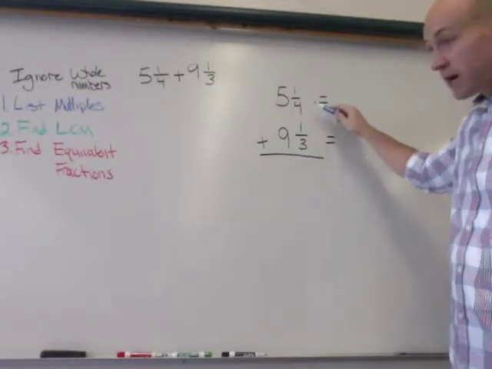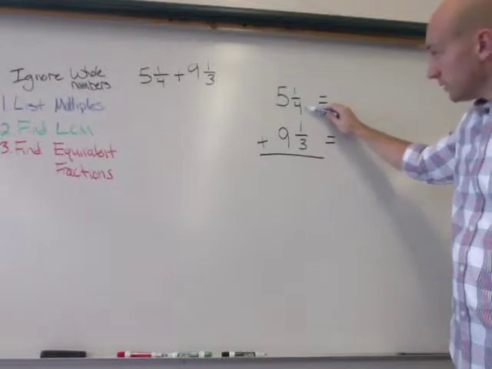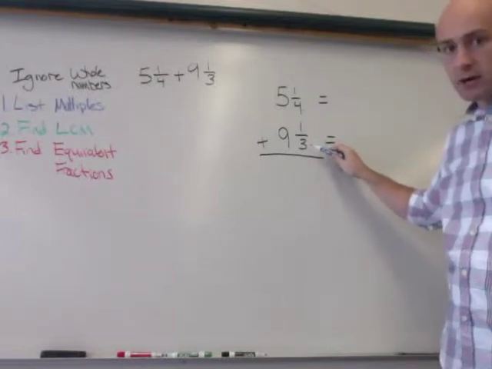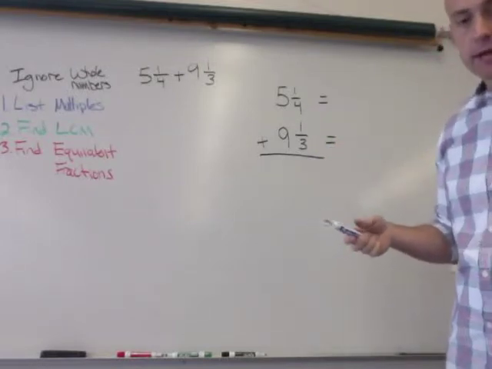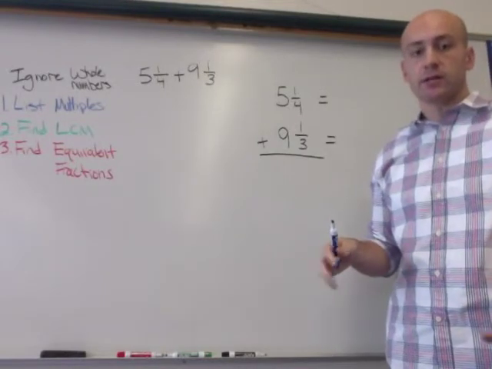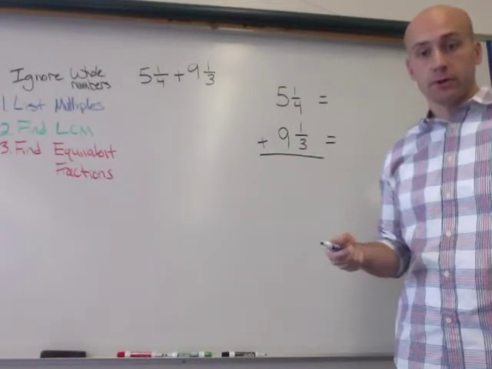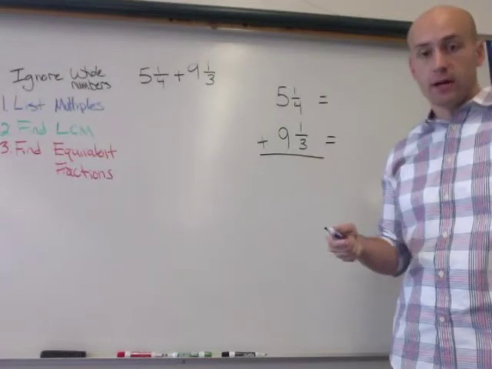If you don't have a common denominator, like this 4 and this 3 right here, you have to have a common denominator. Okay, it's the same thing as adding normal fractions. You can't add or subtract mixed numbers until you have a common denominator.